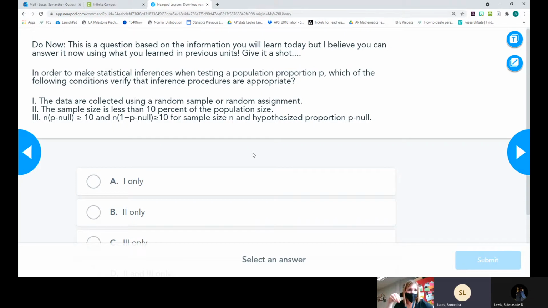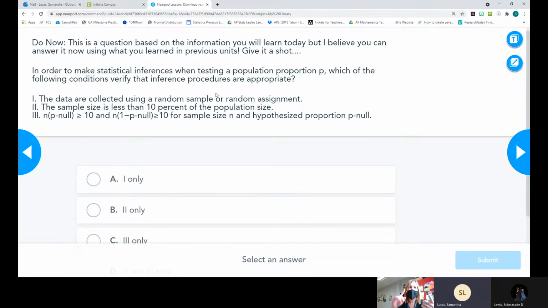The only change is number three, where instead of N times P, we're going to do N times P null and N times 1 minus P null. So you'll see what that means when we get into the actual test. But we still need to check all three. We check random sample to make sure that we can generalize back to the population. Random assignment to make determinations about cause and effect. The 10% rule to make sure we're independent so we can use those standard error formulas. And then the large counts was for the normal curve.